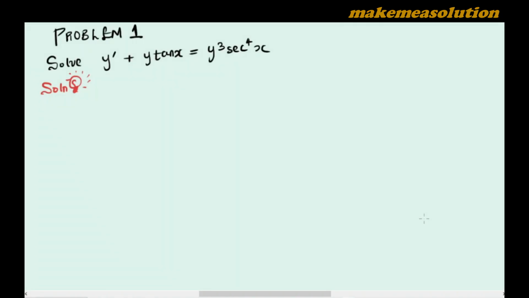Okay guys, in problem 1 we have y prime plus y tan x is equal to y cube sec to the power of 4x. So this is how we are going to do that. To solve it, you have y prime plus y tan x is equal to y cube sec 4x.